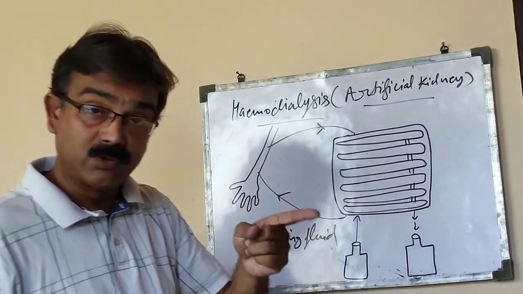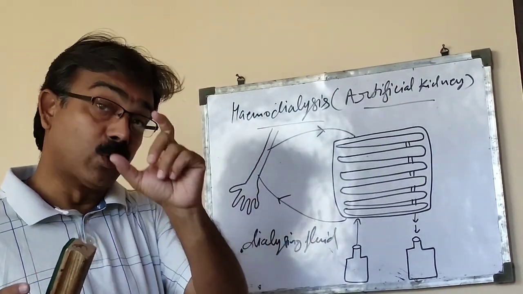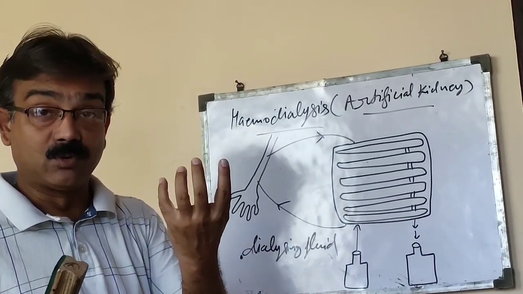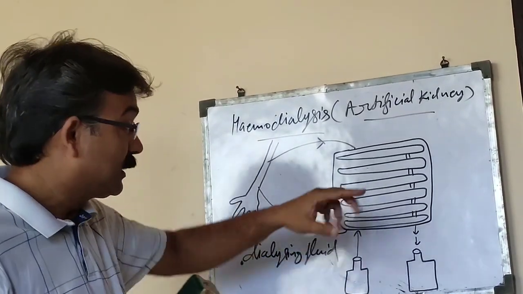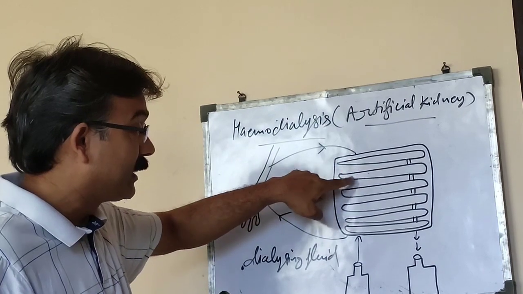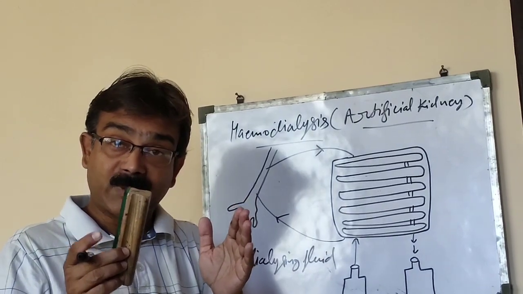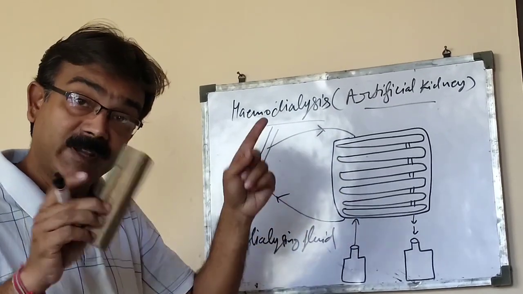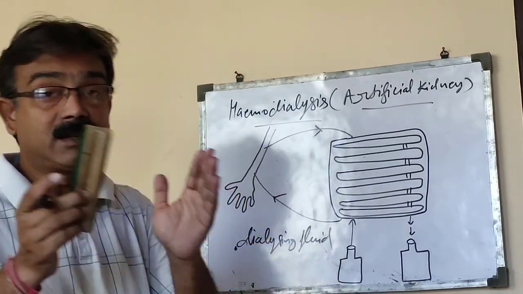Earlier I told you, if you remember, in the nephron there is glomerular filtrate. That glomerular filtrate, present in the Bowman capsule, is supposed to filter the waste. In the same pattern, the artificial semi-permeable membrane that is lined internally with these tubules plays the role of filtration, and the fluid that is filled in them and the coming blood show two media, blood and dialyzing fluid.